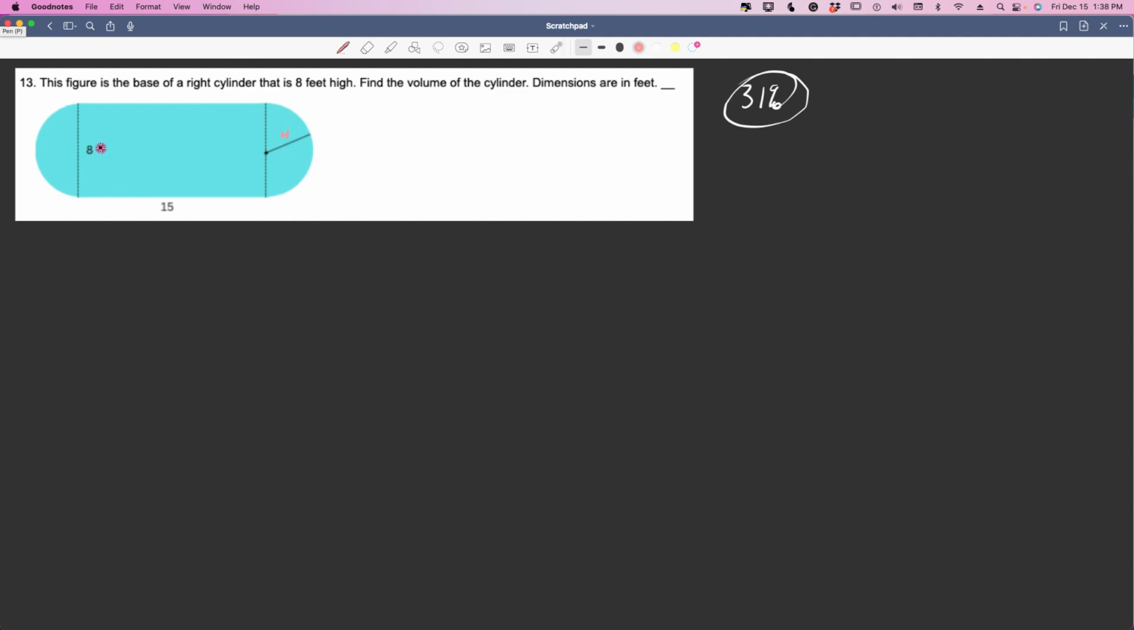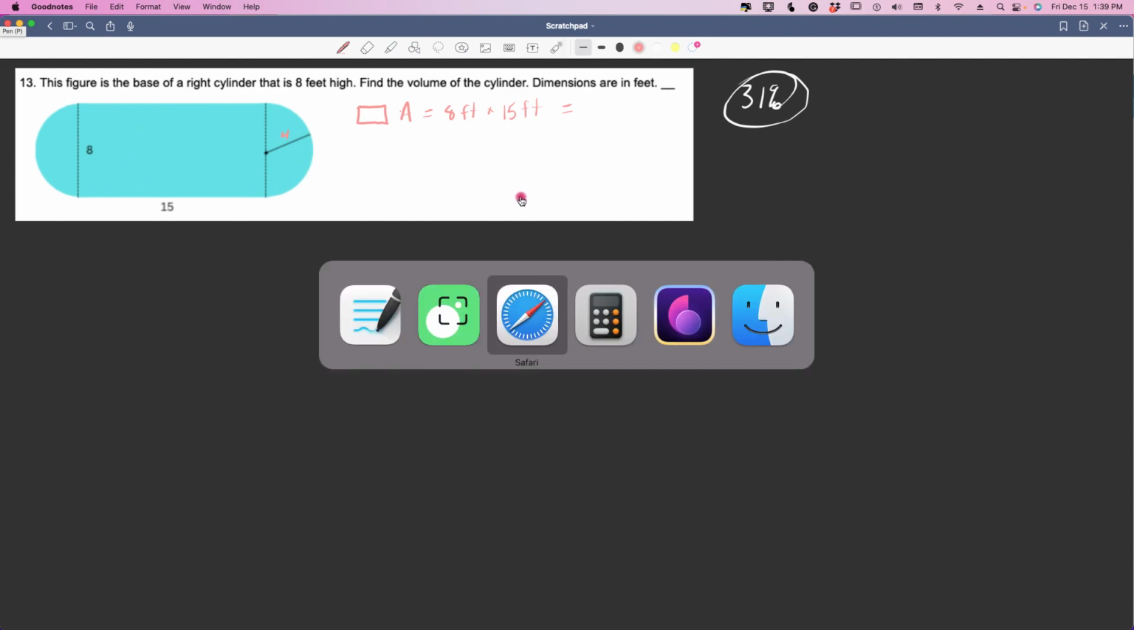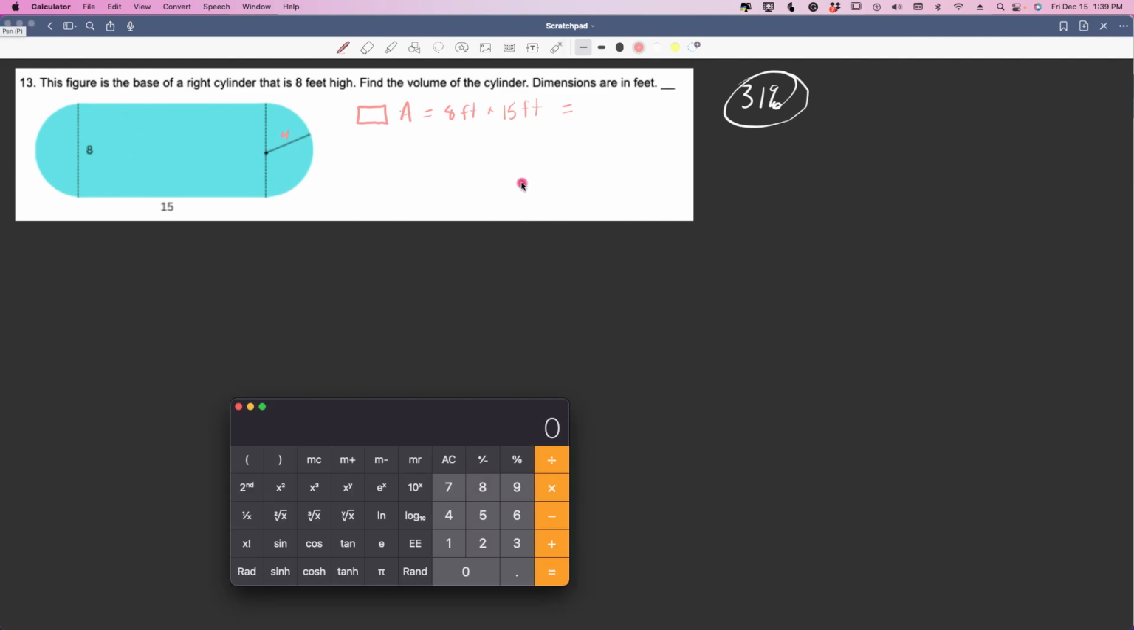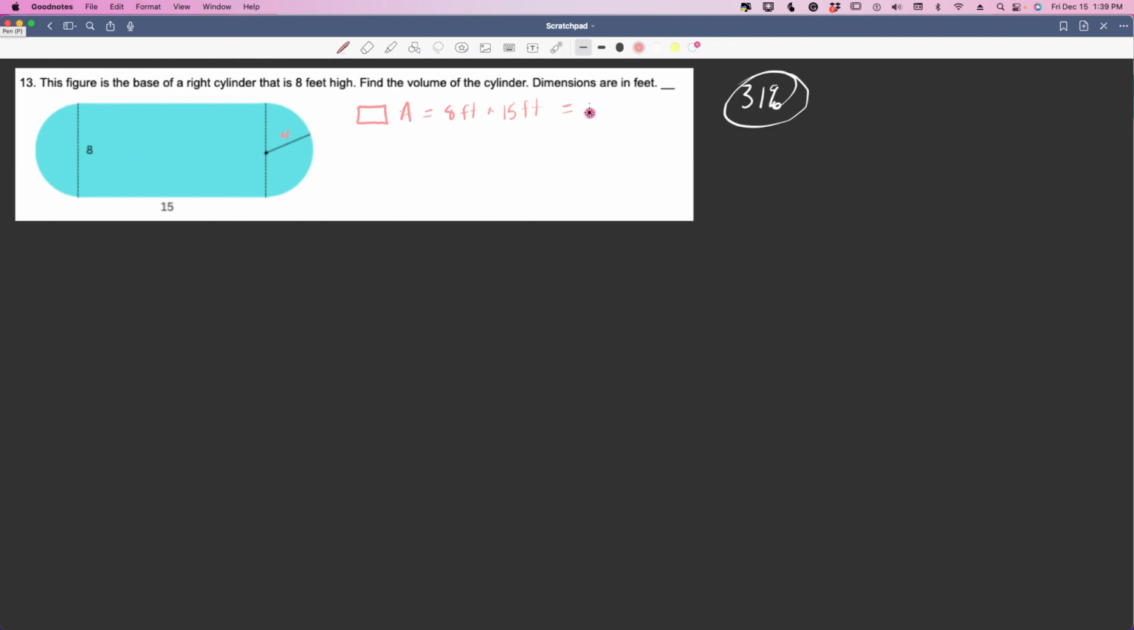So that means the radius here is 4. Right? Our rectangle is 8 by 15. So the area of that rectangle is 8 feet by 15 feet. Pretty straightforward. And if we do the calculation on that, we have 8 times 15 is 120. 120 feet squared. That's the area of this rectangle.